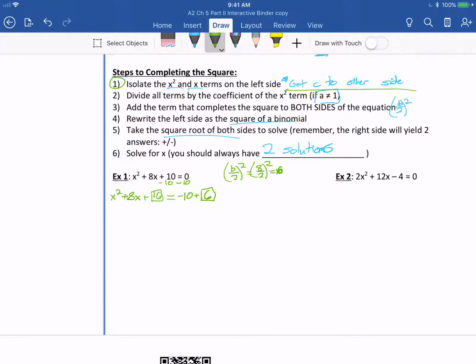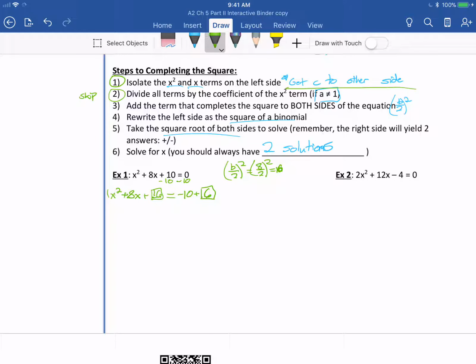All right, awesome. So here we go. Now, with number 2, I divided. So my a term was 1, so I didn't have to divide each side. So sometimes you can skip this if your a term is 1. Now step 3, we added that term that completes the square to both sides. So I added 16 to both sides. This is a 16 there.